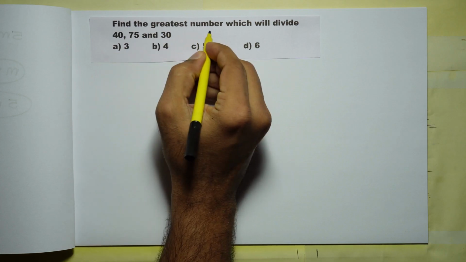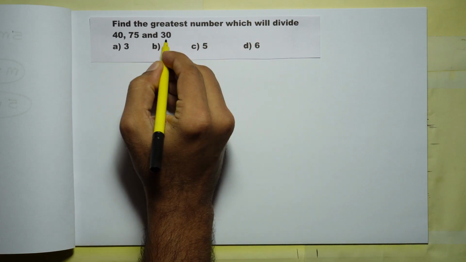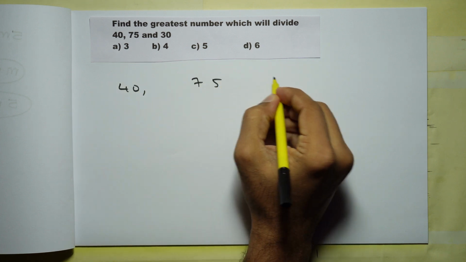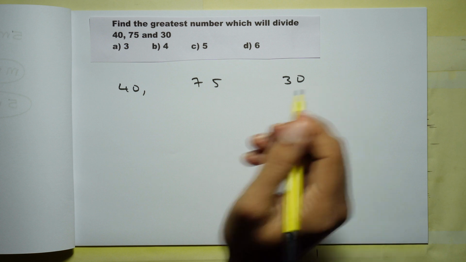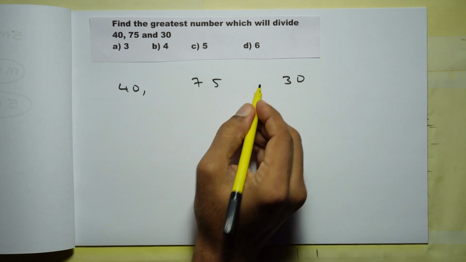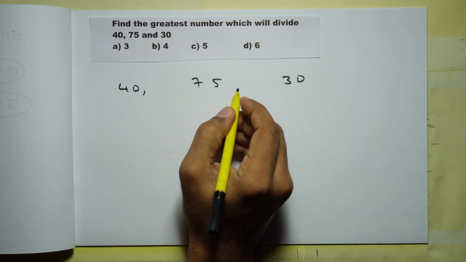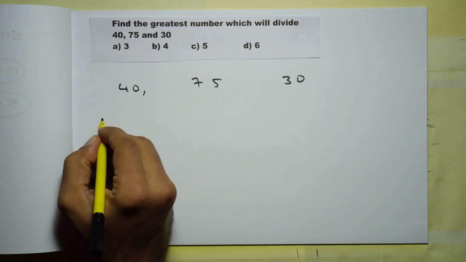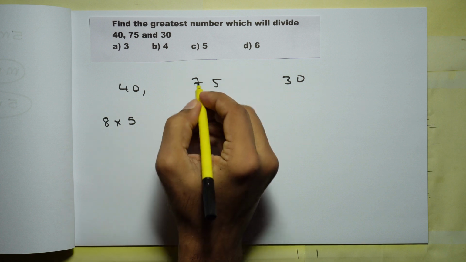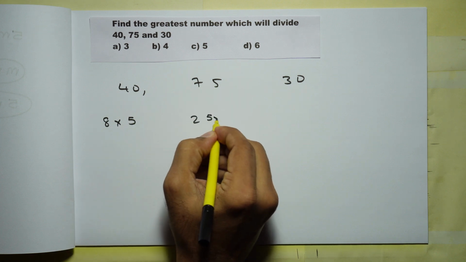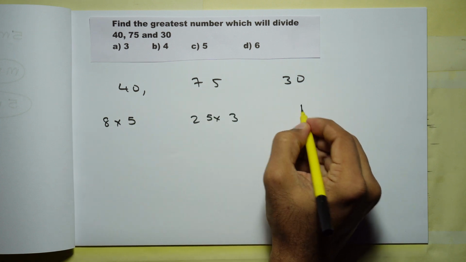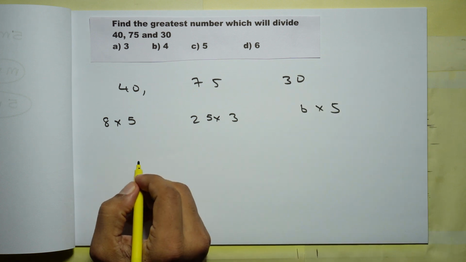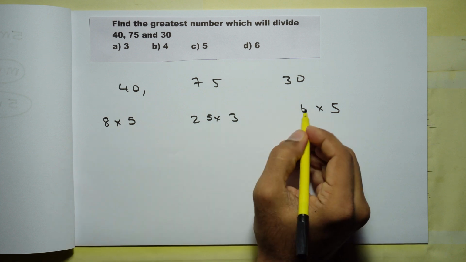Find the greatest number which will divide these three numbers. So the numbers are 40, 75 and 30. So basically you have to find the HCF, highest common factor. Now first we will find out the factors of each number. 40 is 8 into 5, 75 is 25 into 3 and 30 is 6 into 5. So we will find those numbers that are common to all the three.